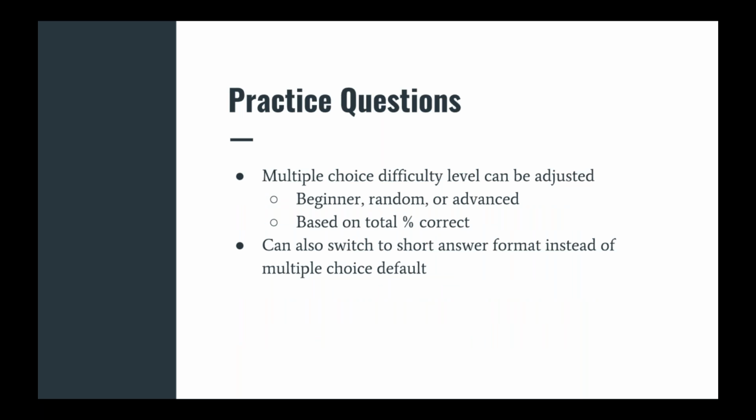And then finally, if you're looking at just random practice questions, we do have some ways that you can make it more rigorous. If you're looking at multiple choice, you can adjust the difficulty level. We have beginner, random, or advanced. So you could choose advanced if you wanted, to make the questions more difficult, and that would again be based on that total % correct number for each question. And then you don't have to assign multiple choice questions. We do have a short answer format instead as one of the options for practice questions.